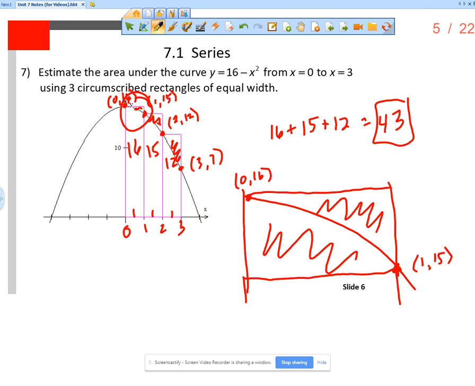All right. So what can we say? Is the overestimate, the 43, closer to the true value, or is the underestimate, the 34, closer to the true value? Well, our underestimates were greater than that of our overestimates. And so that means that the actual value is slightly closer to 43 than it would be to 34, right? All right. So now, this is just estimating area under a curve using rectangles, okay?